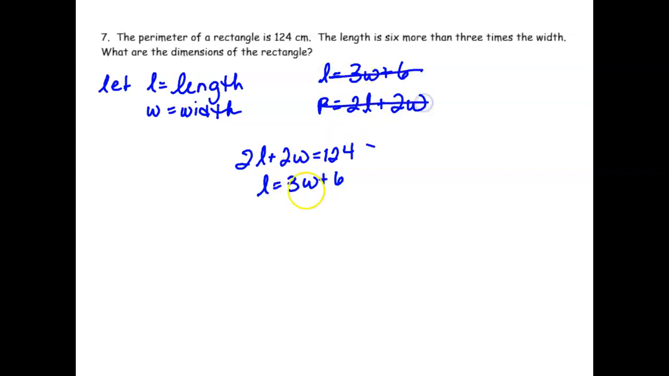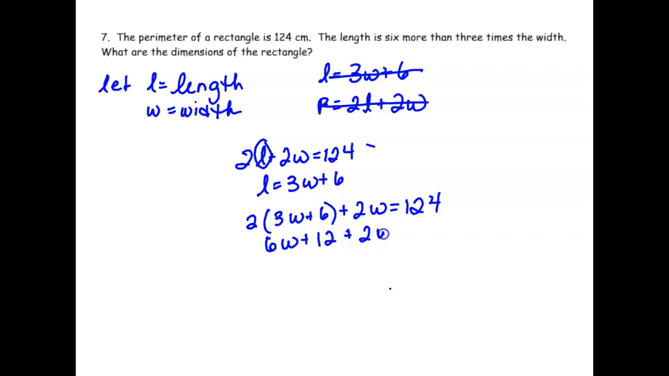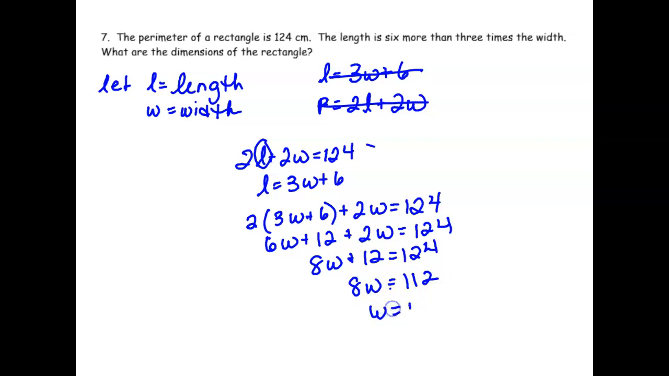Okay, so we can actually use substitution here. So this would be 2 times 3w plus 6 plus 2w is equal to 124. Okay, so this is going to be 6w plus 12 plus 2w is 124. 8w plus 12 is 124. Okay, your 8w is going to be 112. Okay, and then your w is going to be 14.